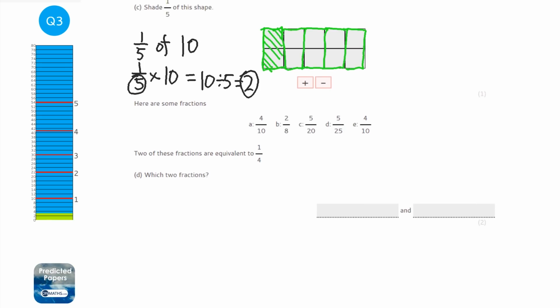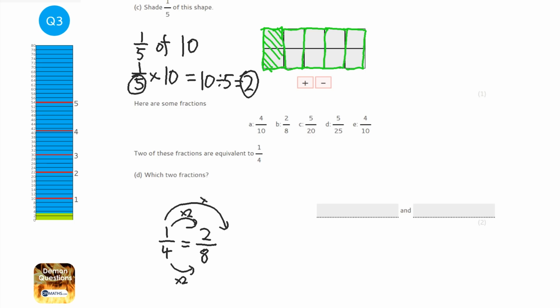And the last question says write down the fractions there that are equivalent to a quarter. Well, a nice easy way of starting this question off is just write down things that are equivalent to a quarter. So what I'm going to do is I'm going to times top and bottom of this fraction by 2. So 2 over 8. So I've times them by 2. Then I'm going to times them by 3.